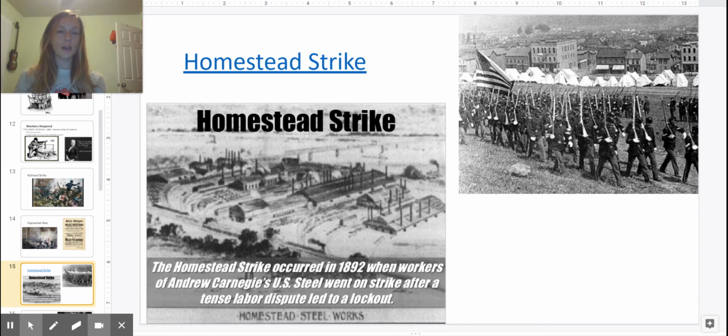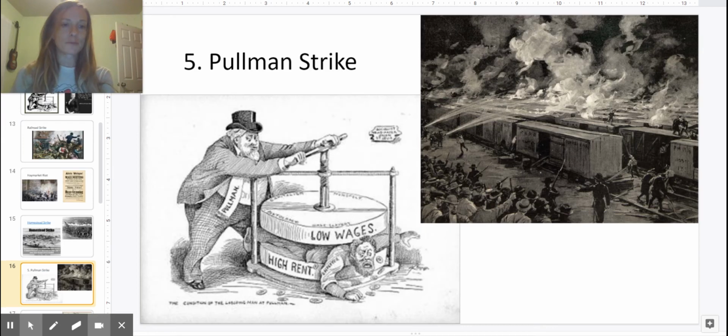The Homestead strike. This video is a video that's in Blend that you can watch after this. And so this is actually a strike that occurs at Andrew Carnegie's steel mill. And so remember, Andrew Carnegie is the guy who believes in the gospel of wealth. And so what happens is his workers go on strike, and he has a manager at this plant. And his manager hires a whole bunch of private security guards. And so there is a large fight between the security guards and the workers. And so I won't tell you everything. You can watch the video once you're done with this.